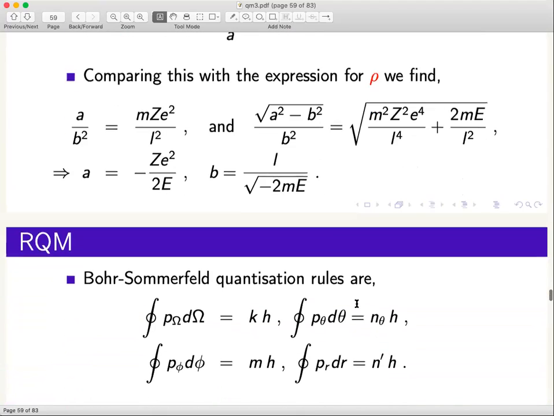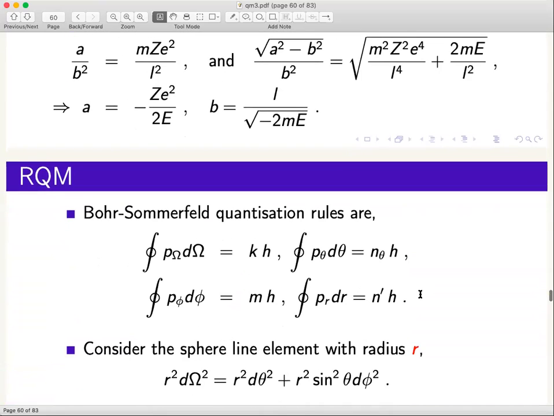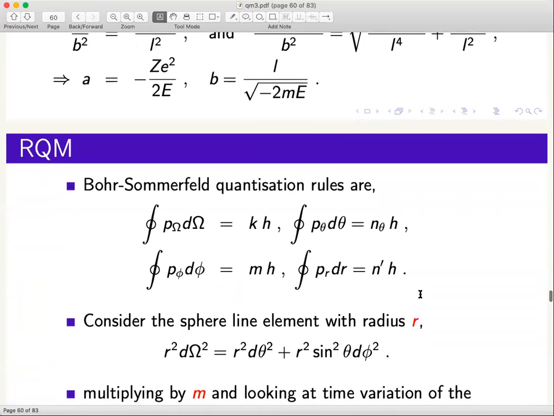Okay, so let's continue looking at the Bohr-Sommerfeld quantization problem. What we basically want to do is to recover the leading order hydrogen atom spectrum without actually solving the Schrodinger equation, but just using the Bohr-Sommerfeld quantization. This computation can also be done for a relativistic case. I would probably give that as a home assignment, but let's look at how we do this in the non-relativistic situation. So the Bohr-Sommerfeld quantization rules are like this.